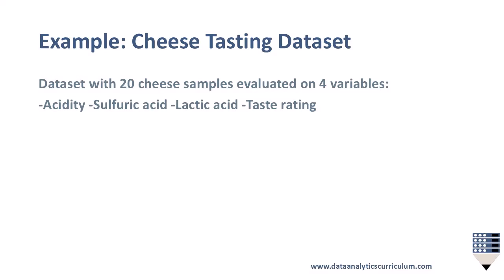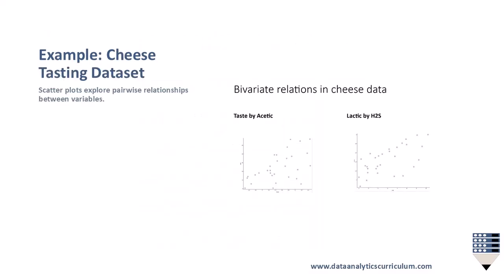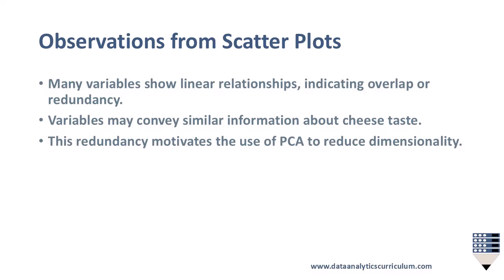Example: cheese tasting dataset. Let's take a simple example. Imagine a dataset of 20 cheese samples that were each evaluated on 4 variables: acidity, sulfuric acid, lactic acid, and taste rating. If we look at scatter plots between these variables, we might notice many linear relationships. That means some variables overlap or provide similar information. For instance, acidity and taste might be closely related. This redundancy tells us that the dataset could be simplified, and that's where PCA comes in.